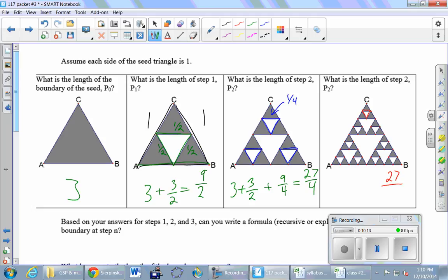And then how long is a single red side? It is now an eighth, half of the quarter that we had before. So 27 eighths. All right, I'm lazy. It's this thing over here plus 27 eighths, right? Okay, so there are definitely patterns lurking underneath here.